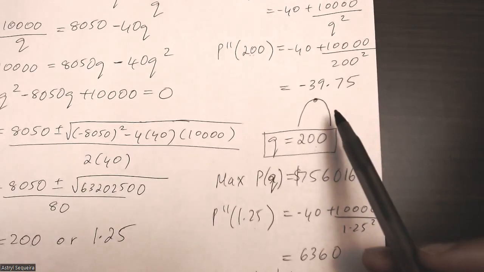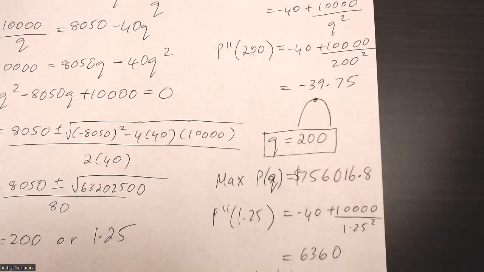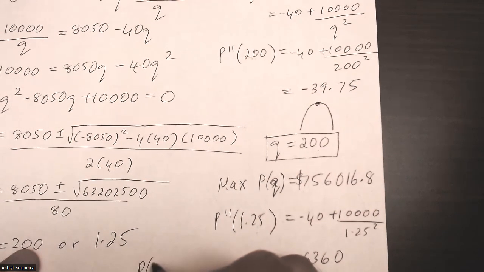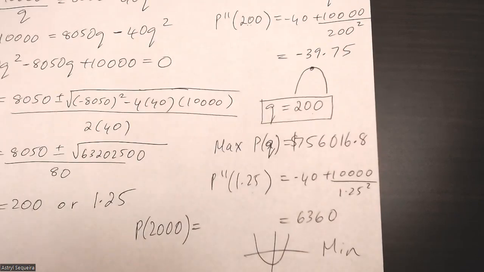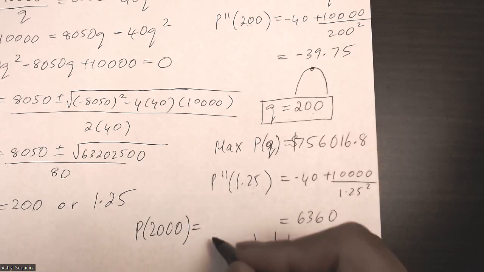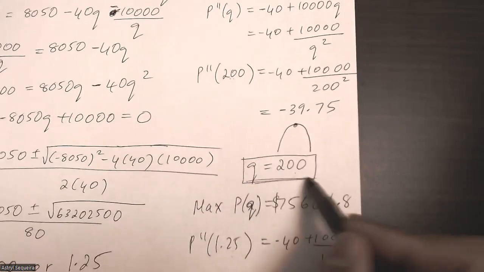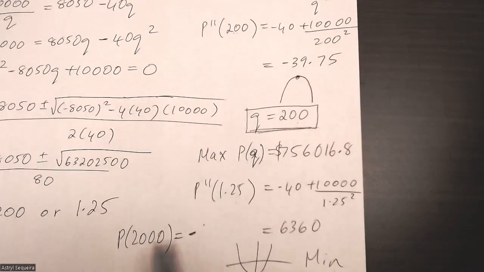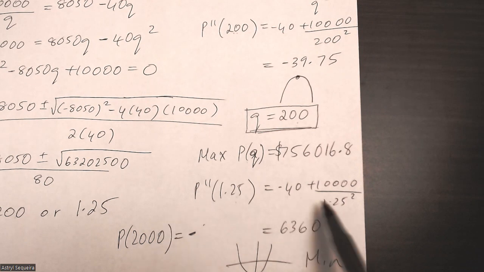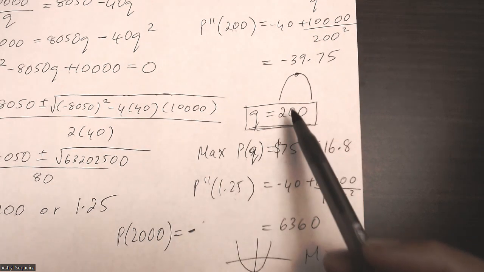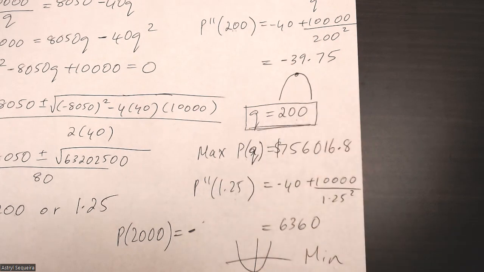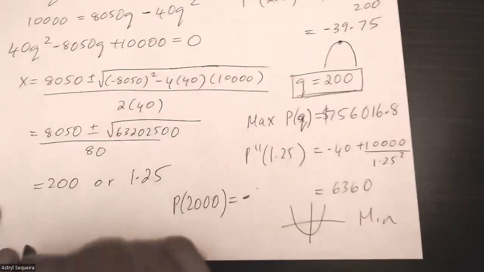And I guess we can always test a super high number in the original formula. So for example, we can find P of 2000 just to see what this gives us. If I sub in 2000 in the original formula in my calculator, I will get a negative value, which is way lower than this maximum profit here. So we know this point, Q equals 200, is definitely going to be the maximum profit because we tested our endpoints basically. And we know that this is a minimum, which is close to the minimum endpoint. It means that that is going to be the maximum profit over here. So the number of units that we want to produce is 200 units.